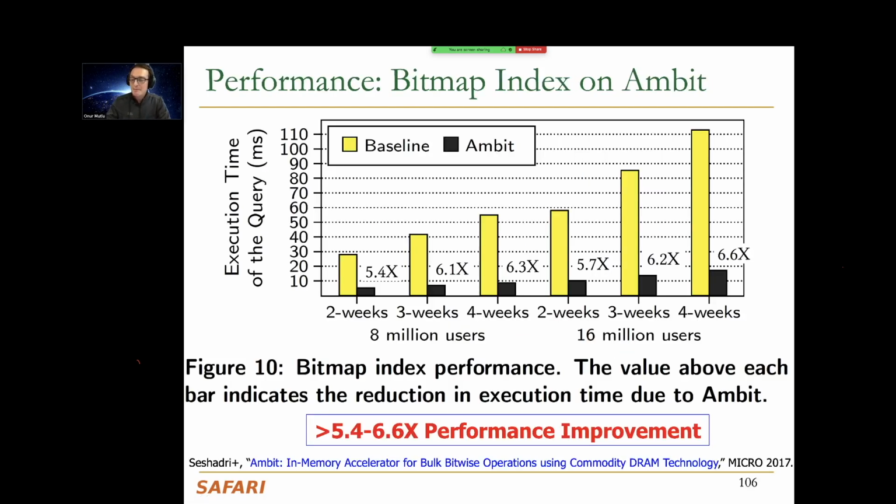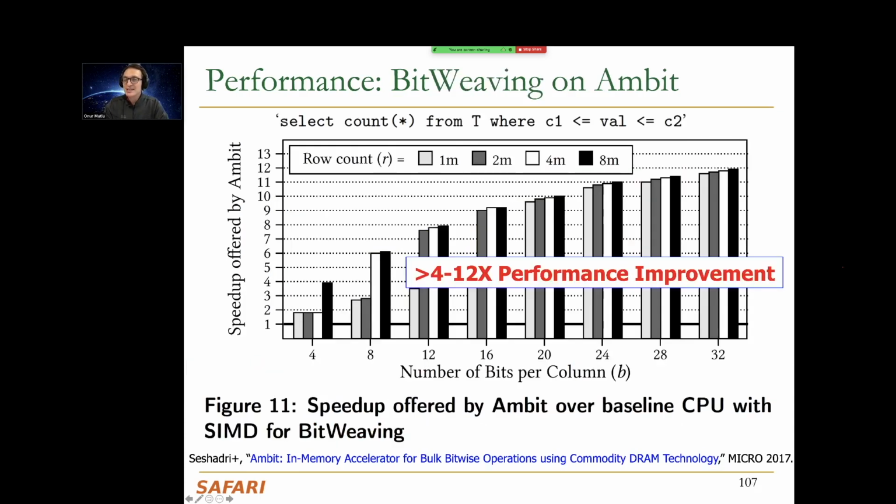But if you actually map those algorithms to what I just described, bulk bitwise majority, bulk bitwise AND, NOT, and RowClone operations, you get significant end-to-end performance improvements in simulation. You can see that it's about 6.6x in the best case for one query using Ambit. And if you actually take a database that's specifically designed for maximizing these bitwise operations, you get even more performance improvement. And performance improvements actually increase with the size of the data.